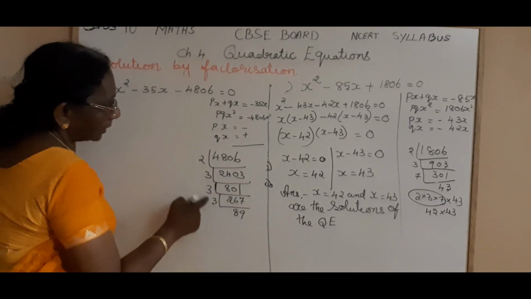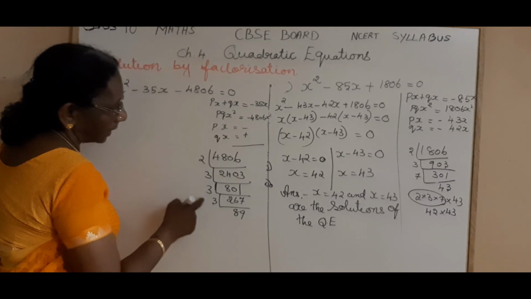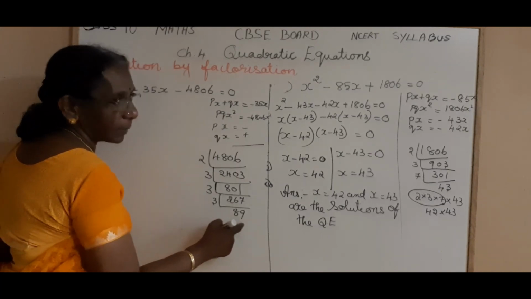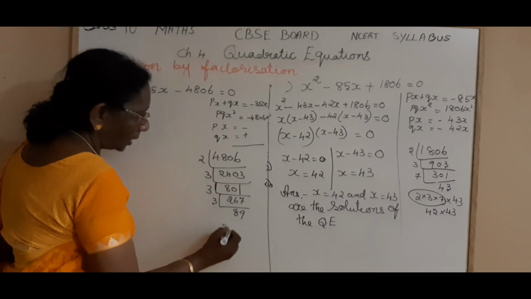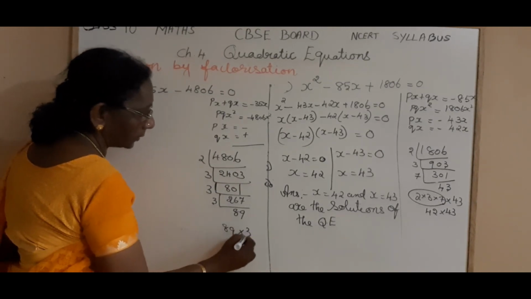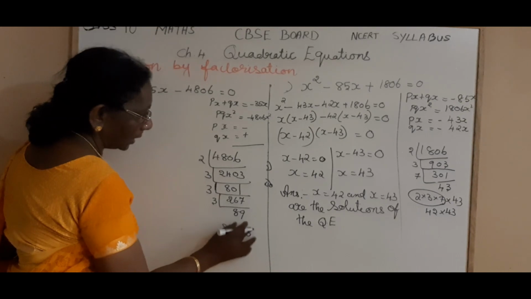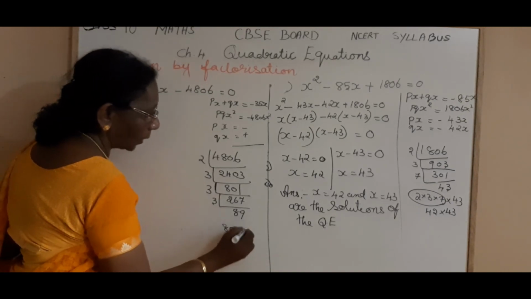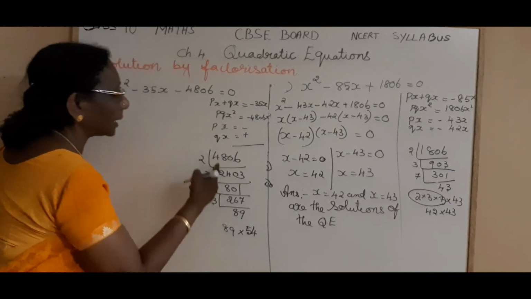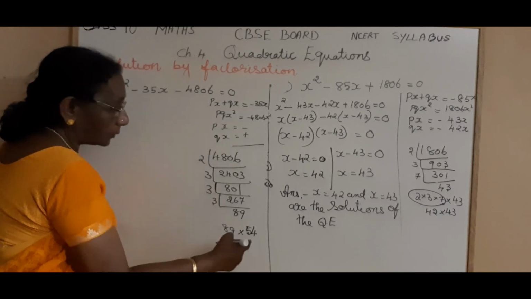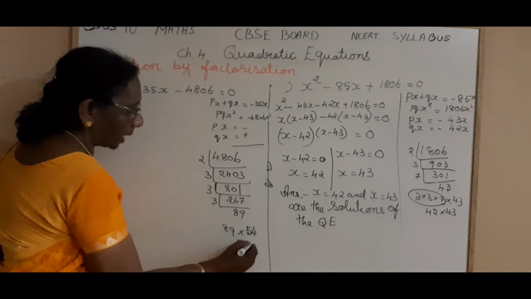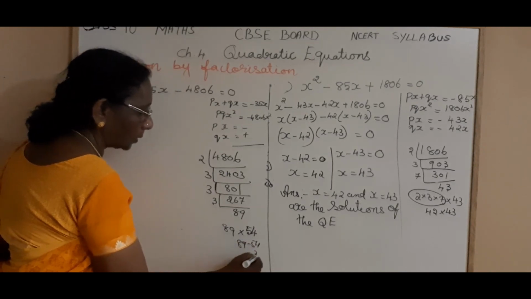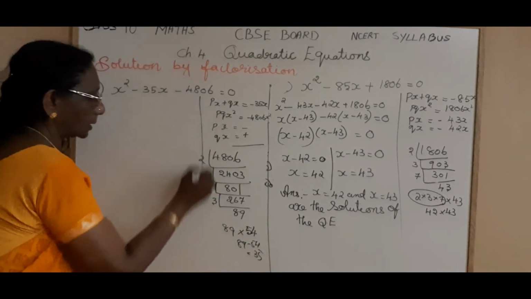So now check. 6 3s are 18, 18 3s are 54. 89 minus 54 is 35. Okay. So 89 into 54, when you multiply, you are getting 4806. When you subtract, here you have to subtract, 89 minus 54 is equal to 35. Is it clear, children?